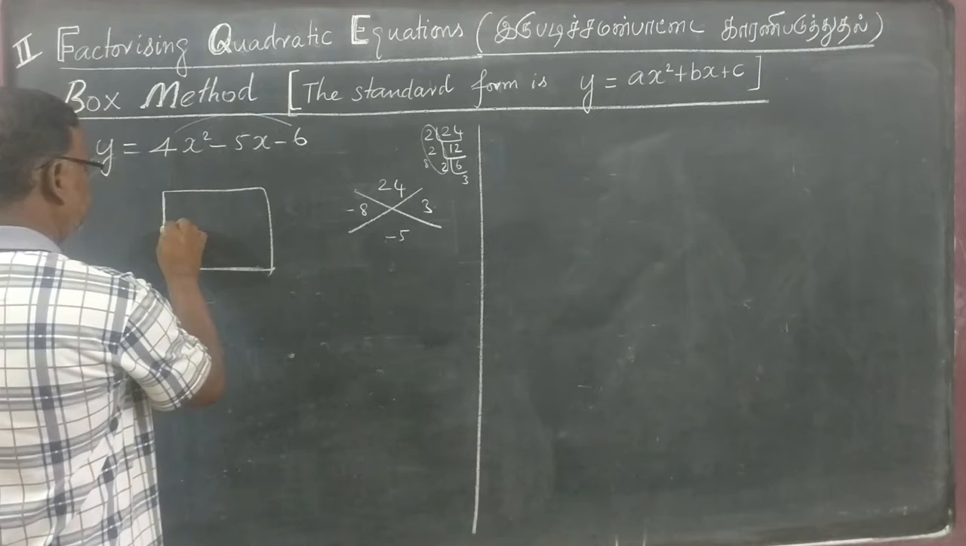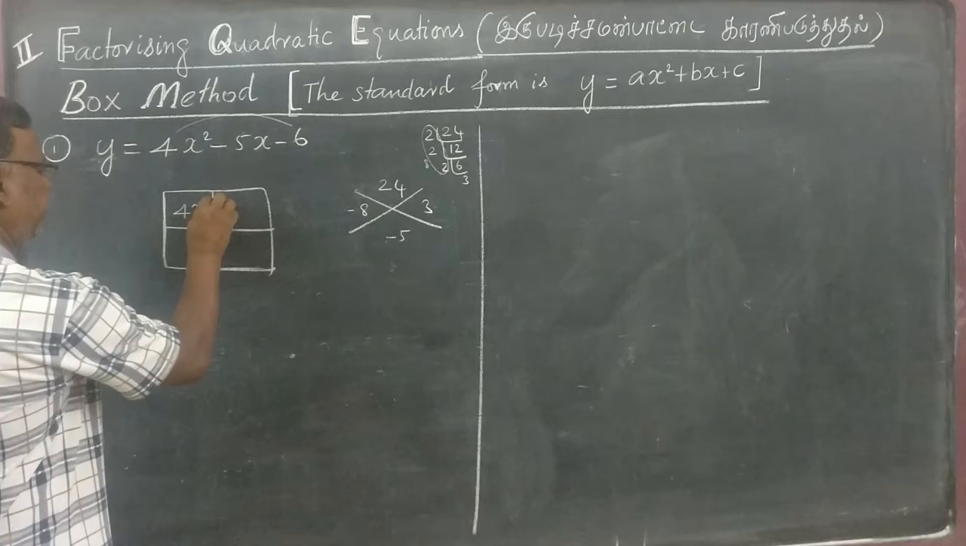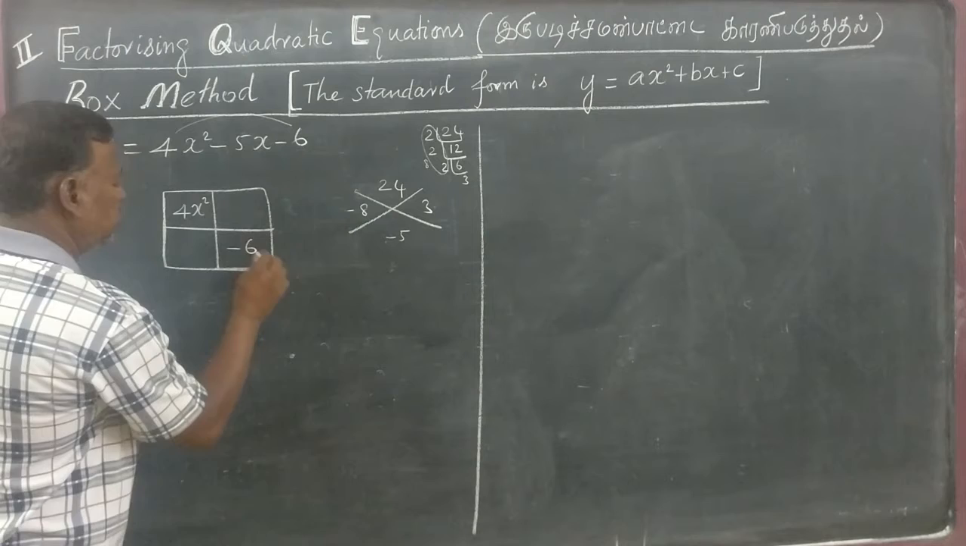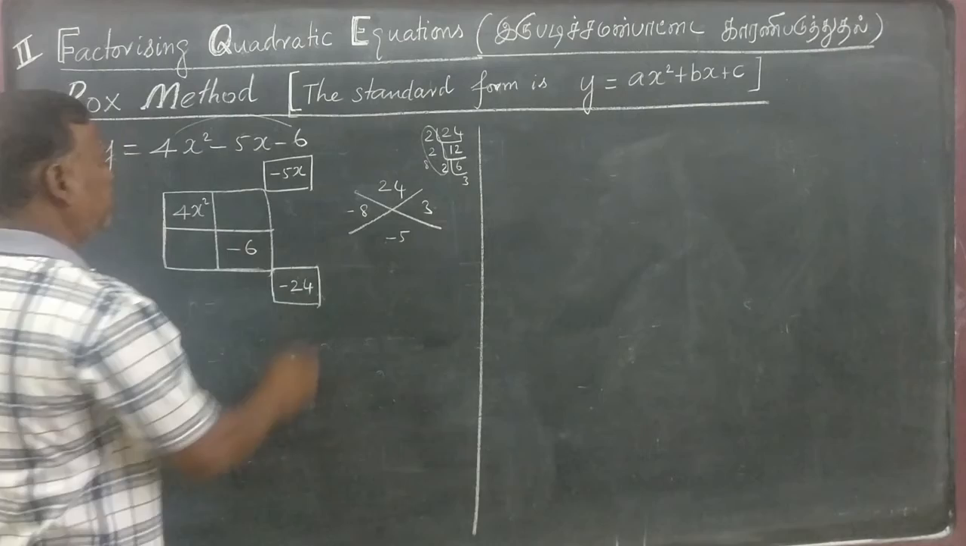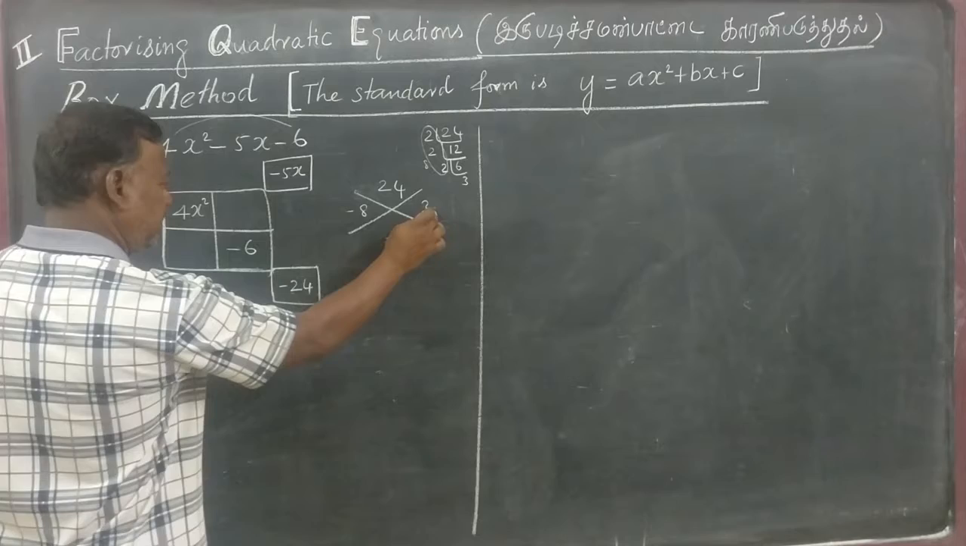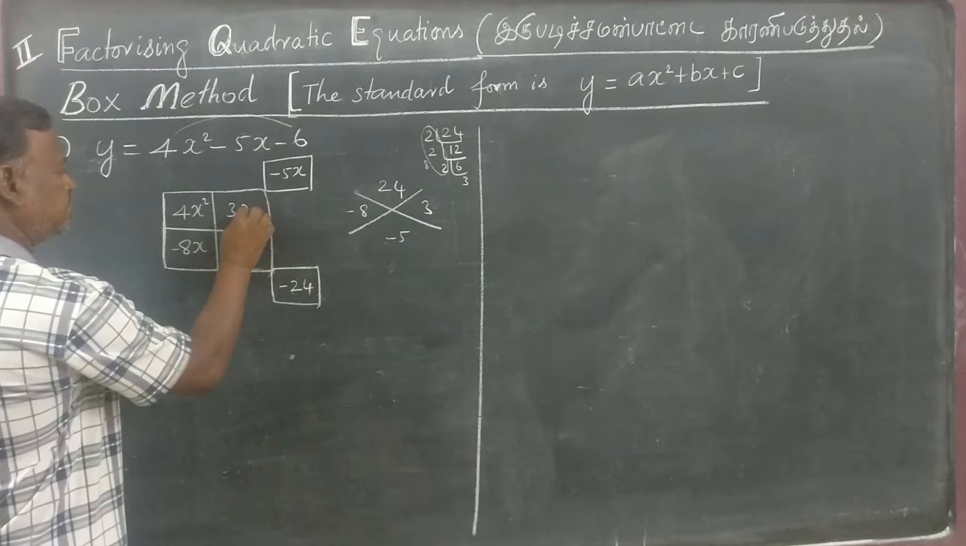Four x squared, and then minus 6. Multiplying this gives us minus 24. Adding gives minus 5x. Minus 5x, we split it as minus 8 minus 3. You can write minus 8x plus 3x. Let me add them.